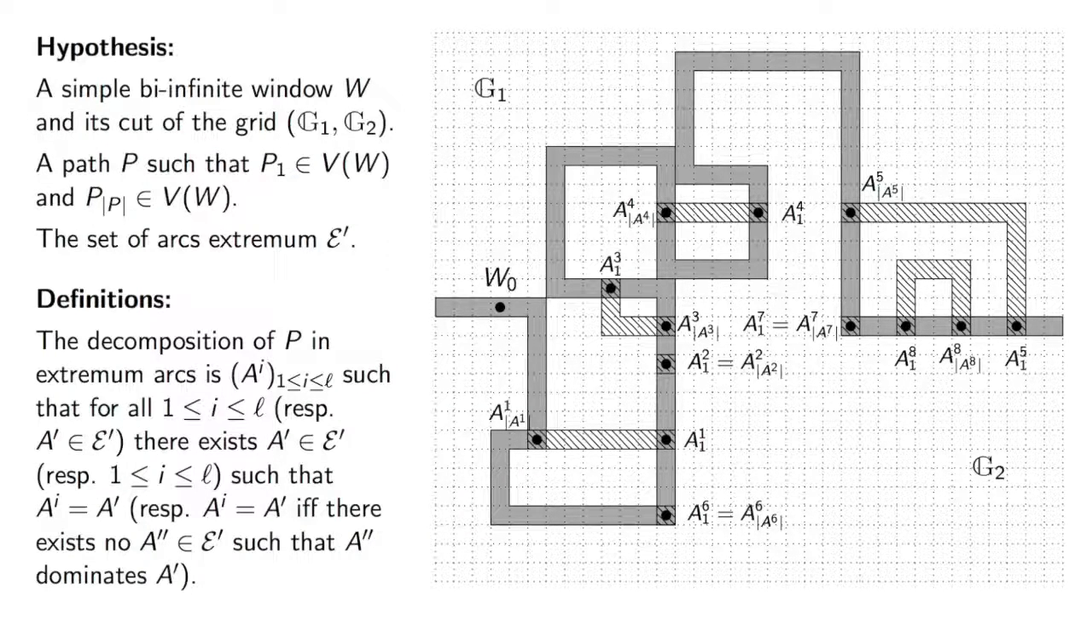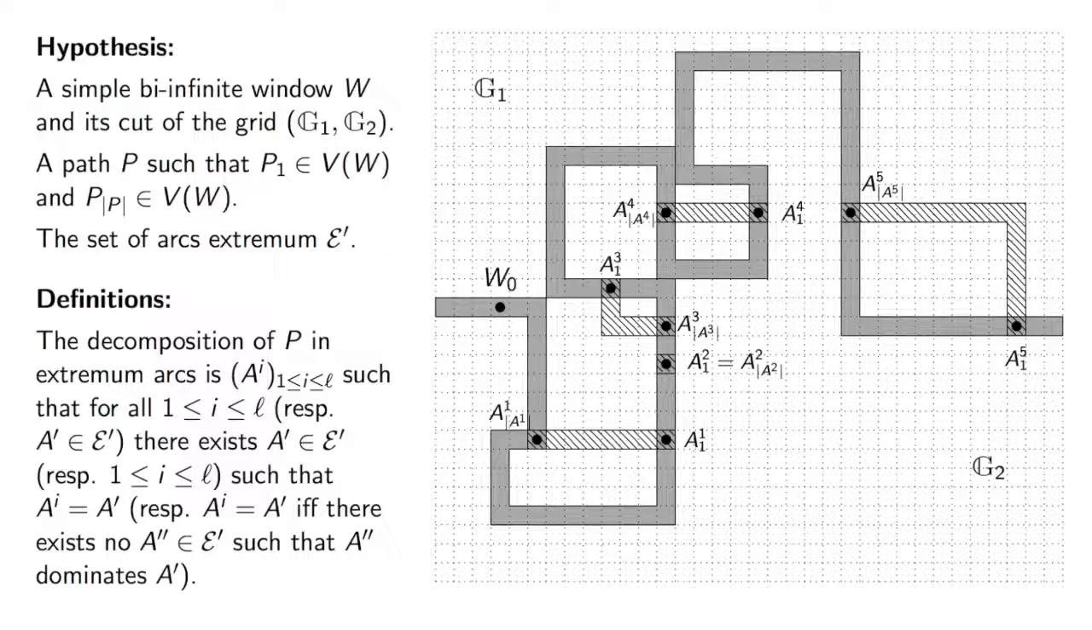During the third step, we remove the arcs which are dominated by another one. Here the arcs A1, A2, A3, A4 and A5 are not dominated. Thus we keep them. The arc A6 is dominated by A1, then we remove it. The arc A7 is dominated by A5, then we remove it. The arc A8 is dominated by A5, then we remove it.